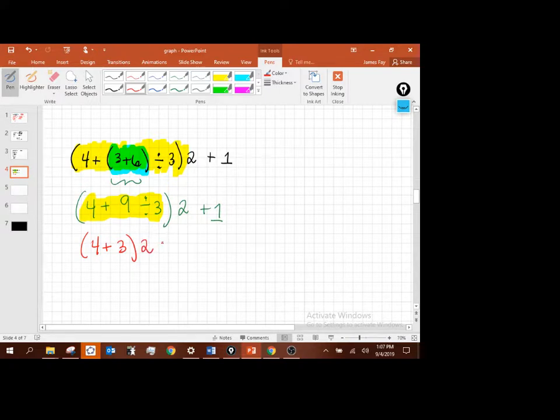I got my 2 and my plus 1. I got rid of one of the operations in the parentheses, but not all of them. And I can't get rid of the parentheses until I address all the operations. So now I've got to do the 4 plus 3, right? So it gives me 7.